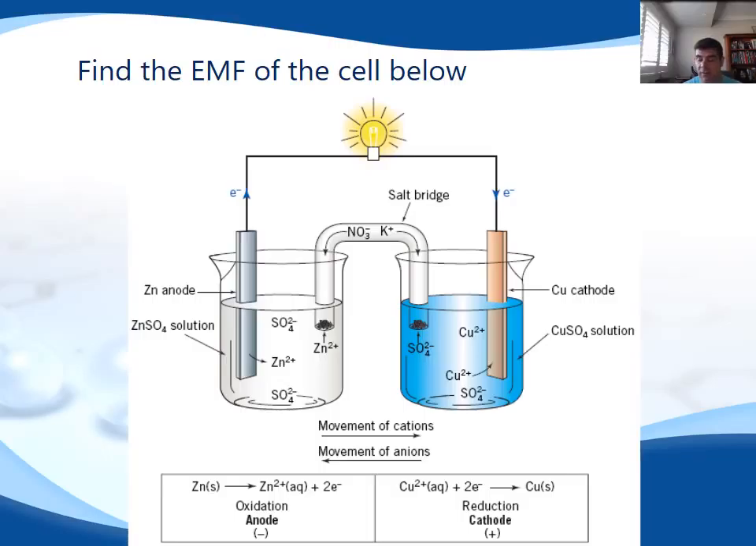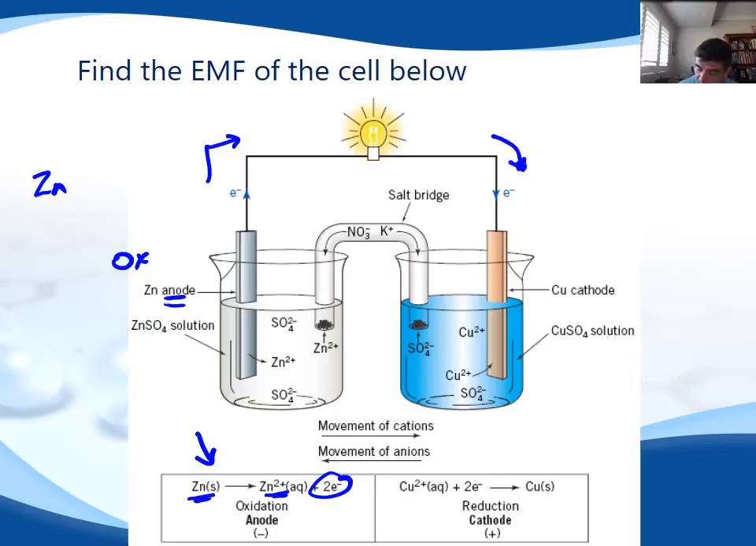So if we're going to try and find values, then what we need to do is look at the EMF of the individual ones in order to determine what's going on here. So here we have a zinc anode, so we know that oxidation occurs at the anode, so that means that the zinc is going to undergo oxidation. Here is the equation. For zinc, we have zinc solid going to zinc 2+ ions and releasing 2 electrons. Those electrons are going to move from the anode to the cathode.